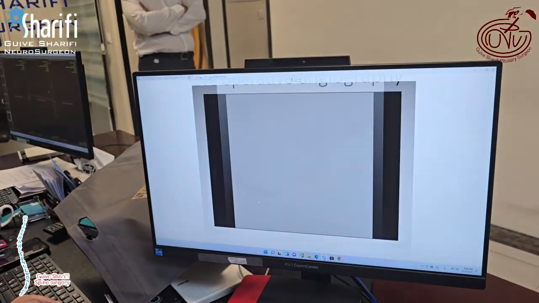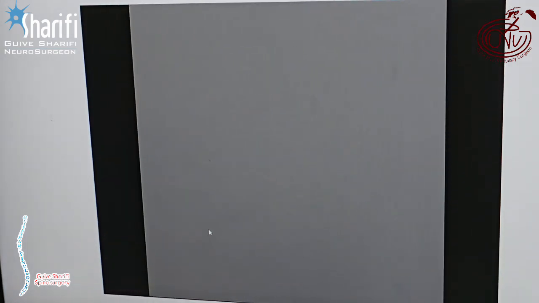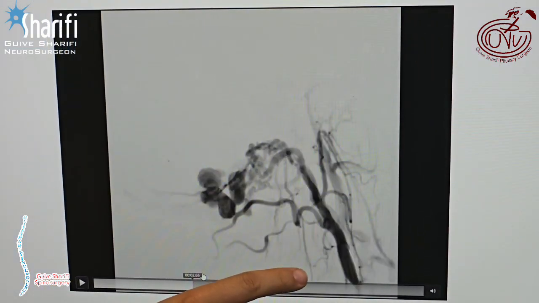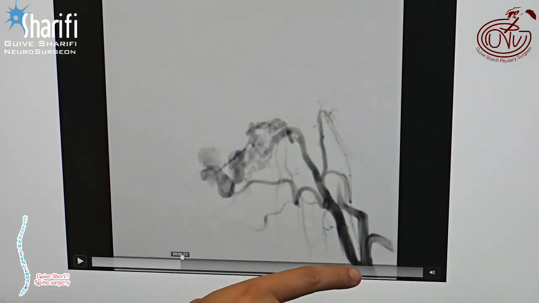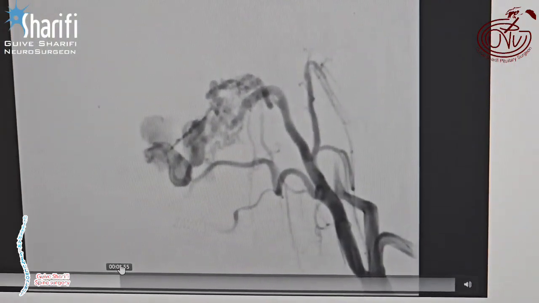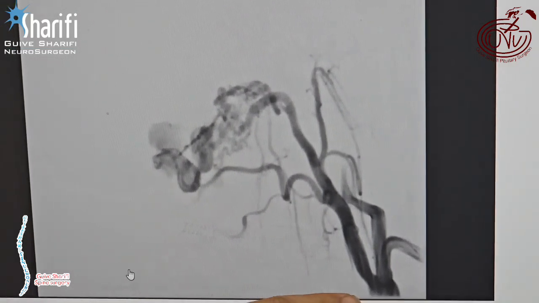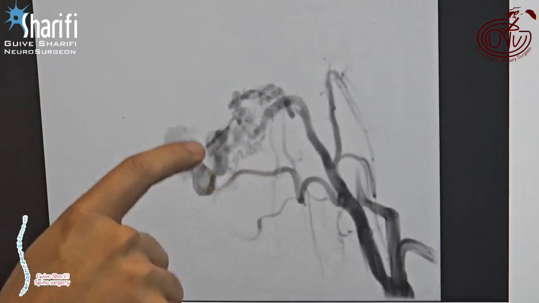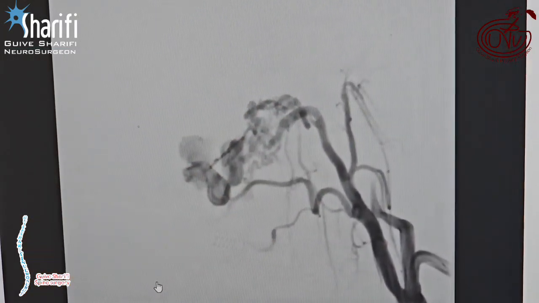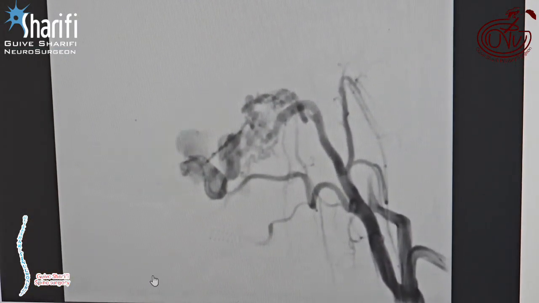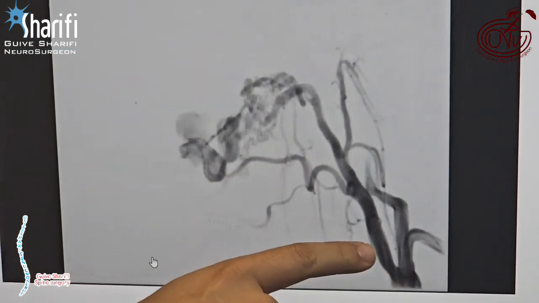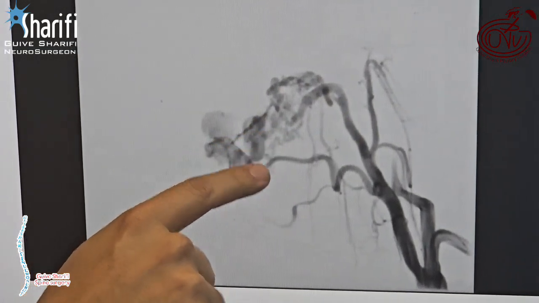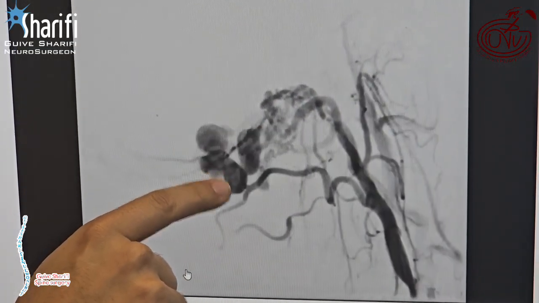This is the DSA angiography of this patient. Here we can see the injection of the left internal carotid artery. As you can see, this is the occipital artery which goes all the way, and here is the area where we can see all the fistulas coming out of the left occipital artery. This is the fistulous area, and here starts the venous system of the fistula.